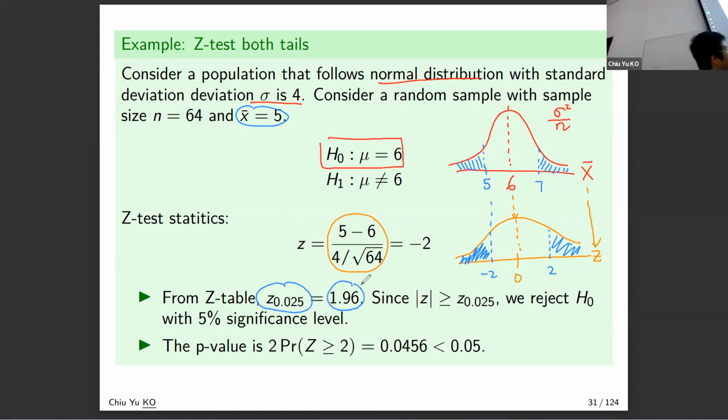Do note that if one-sided is 1.64, two-sided becomes larger, 1.96. That is a little bit tricky part here, and that's the main tricky part in this chapter. You have to be very careful about one-sided or two-sided. You'll be very clear from the question. You should know if it's one-sided or two-sided. Is that okay?